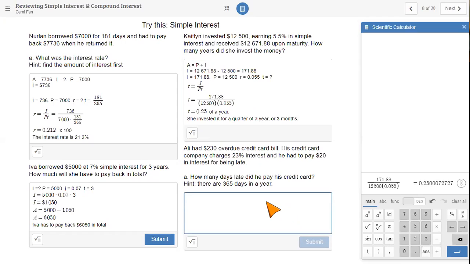Okay, the last question we have. Ali has a $230 overdue credit card bill. His credit card company charges 23% interest, and he had to pay $20 of interest for being late. How many days late did he pay his credit card? Now, remember, it's 365 days in a year.